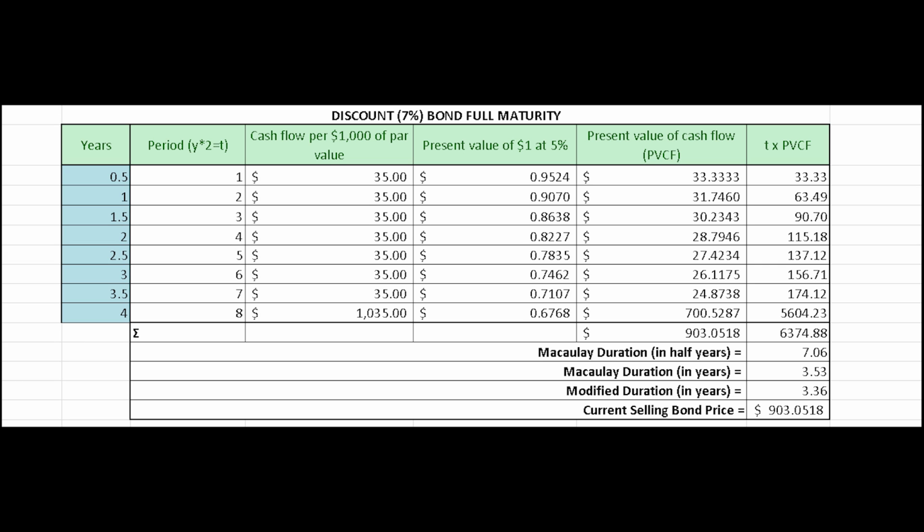The reason is because you receive a coupon of $35 per period. So let's add the $35 before maturity. We'll do it here on the side really quick. We'll do sum, and we'll add all this. $455. So you receive $455 in coupons before maturity, which means that you recover the value of your investment faster than with the zero coupon bond.